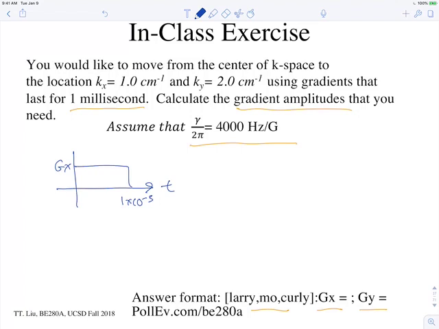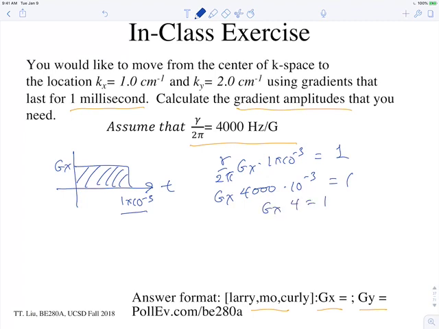Okay, looks like most people are getting it, but let's just review this. So here's my GX gradient. It's on for 1 millisecond. So all I need to do is figure out this area. So all I want is gamma over 2 pi times GX times 1 times 10 to the minus 3 equals 1. So this is equal to 4,000 times 10 to the minus 3 GX. So that's GX times 4 equals 1. So GX is just 1/4 Gauss per centimeter. And then since KY is double, GY just has to be double of that. So just by inspection, we can write GY is equal to 1/2 Gauss per centimeter. So that's a good warm-up question. Any questions on that?